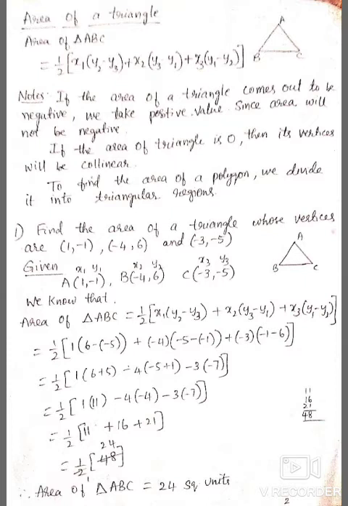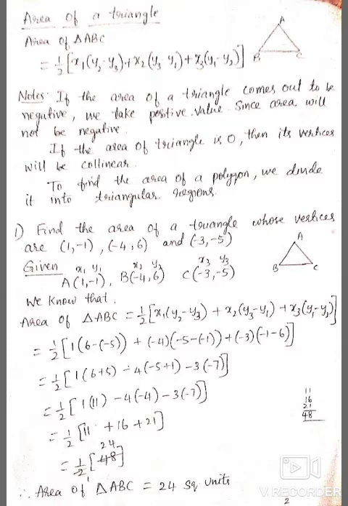Okay, next, to find the area of a polygon, we divide it into triangular regions. Then we have to add the areas of the triangles. Okay. Next, first we shall consider one problem.